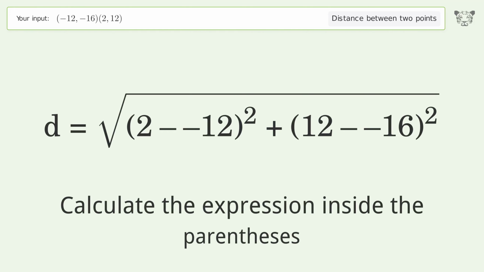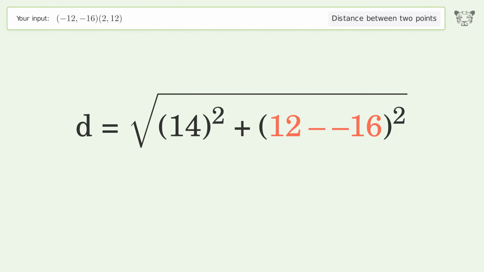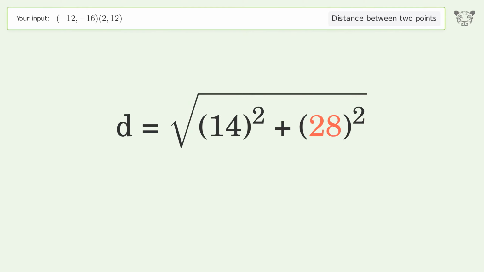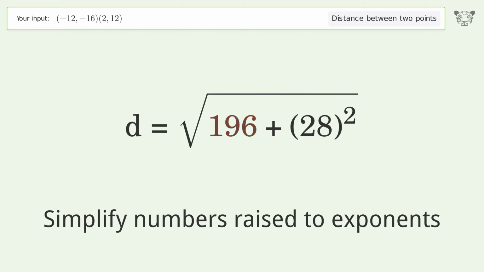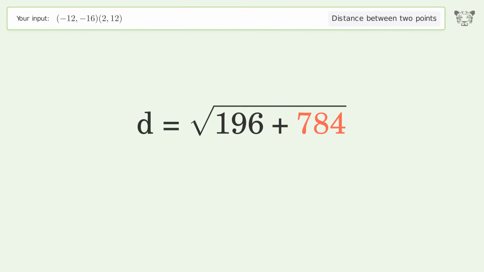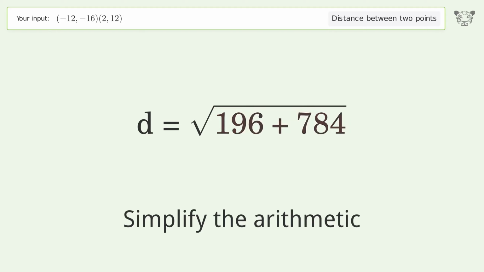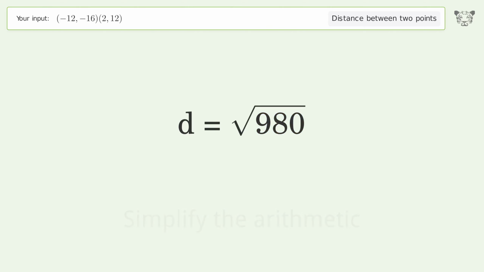Calculate the expression inside the parentheses. Simplify numbers raised to exponents. Simplify the arithmetic. And so the distance between the 2 points is the square root of 980, or 31.305.